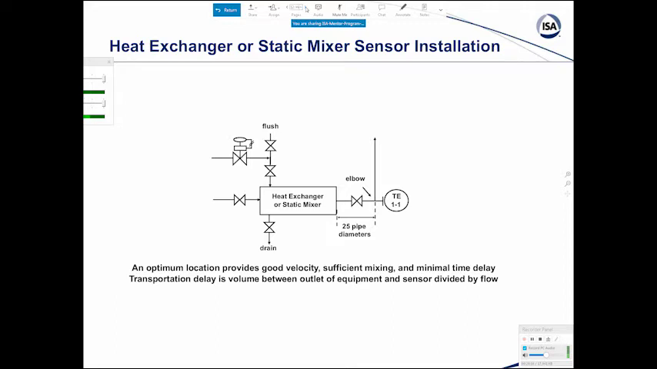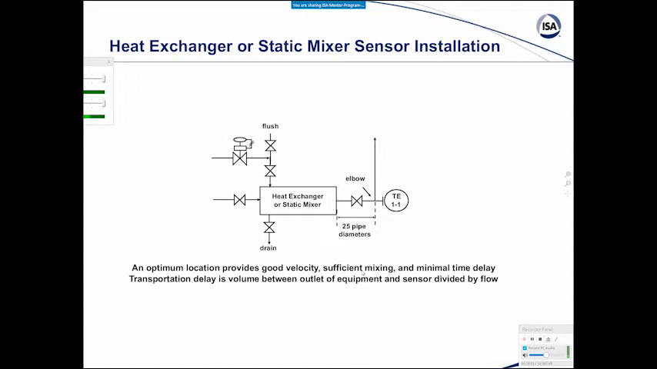Now, for heat exchangers and static mixers, the concern is that as you come to the outlet, you get a recombination of flows in an erratic flow profile, and you want that to stabilize. So it's best to have about 25 pipe diameters before you try to have a temperature measurement, and then ideally it should be an elbow again. The optimal location provides good velocity, sufficient mixing, and minimal time delay.